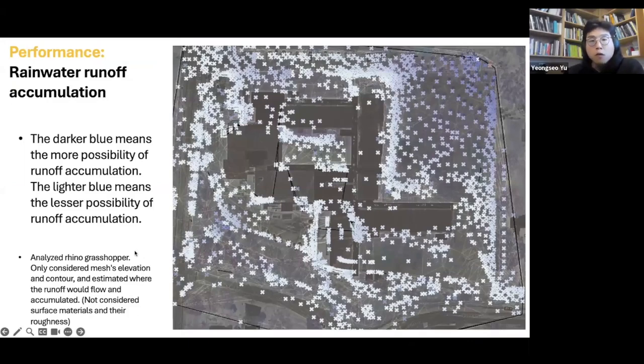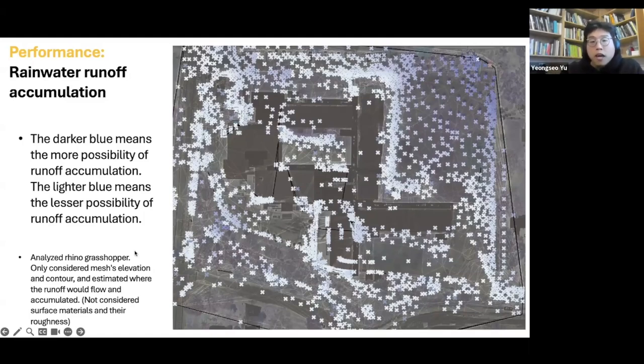First of all, we were curious where the stormwater would flow and accumulate according to the site topography. So we tried to visualize the water flow accumulation with the contour data, through the 3D Rhino Grasshopper software. For the result, as you can see in the graphic, the darker blue colored area means a higher probability of rainwater flow accumulation.